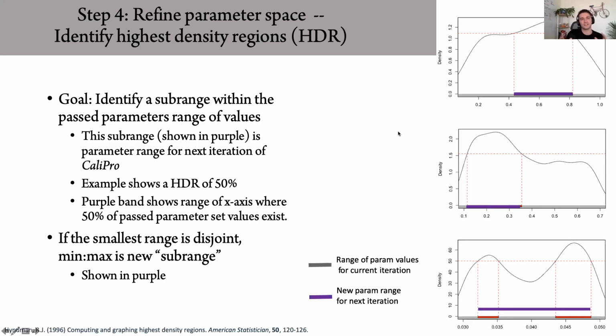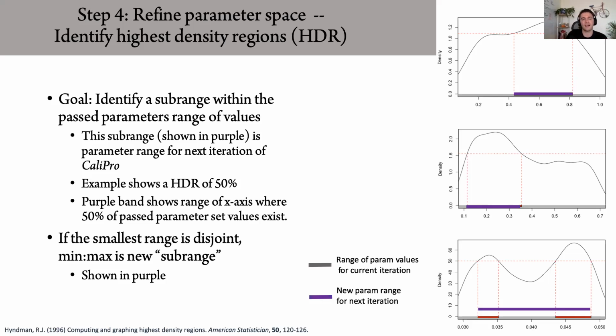This method of HDR selection was actually developed in 1996 by Rob Hyndman in order to summarize distributions, and was just a new way of doing some summary statistics, but we've taken it for our own use here within CaliPro. Sometimes the smallest range will actually be disjoint, particularly if you have a distribution that looks like this. At this point in time, we've just said we're going to take the minimum and maximum between these two disjoint subranges and make one very long subrange for our next iteration of CaliPro, so that we're not too quickly narrowing in on parameter space that might be interesting.